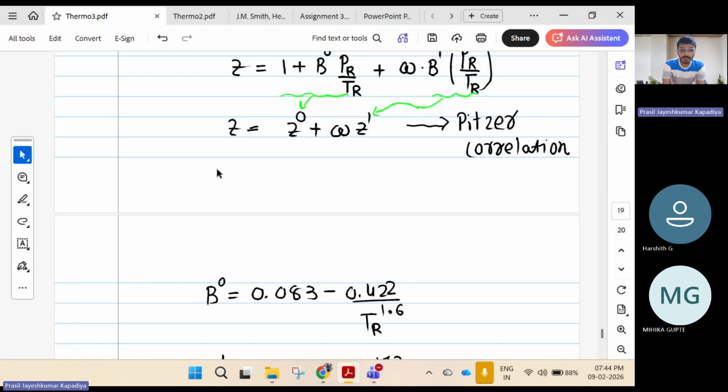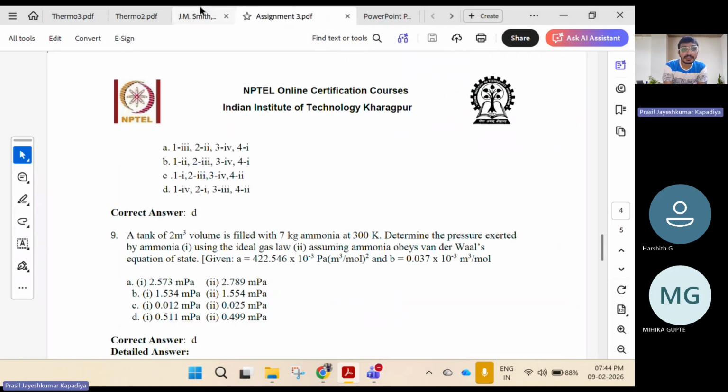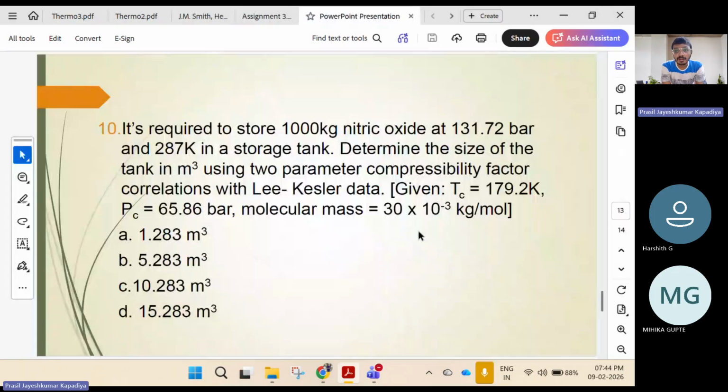Now what do you need to do? My Z is equal to, you are supposed to find a volume. So my Z is equal to PV by RT. Correct? So pressure is given as 131.72 bar. So I will put P is equal to 131.72 into 10 raised to 5 Pascal in units of Pascal. I will put R is equal to 8.314 and temperature is given as 287 and Z you calculated.